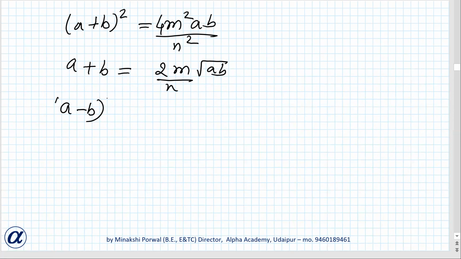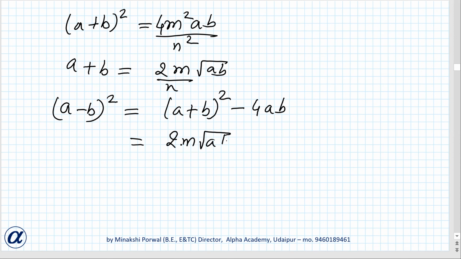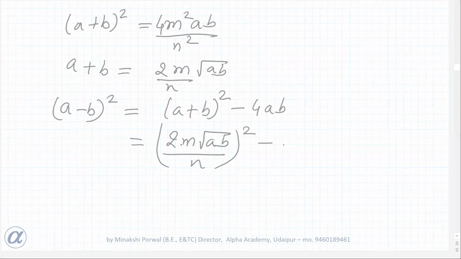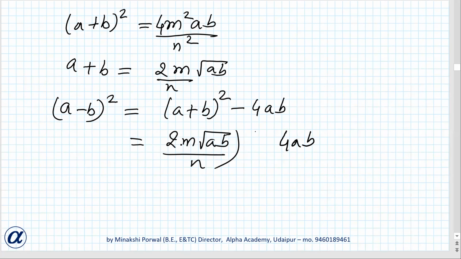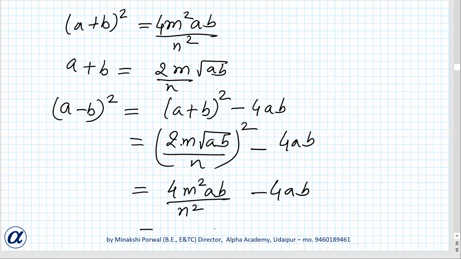A minus B the whole square, in terms of A plus B the whole square, is (A minus B) the whole square equals to (A plus B) the whole square minus 4AB. So we will substitute the value of A plus B here: (2M under root AB upon N) the whole square minus 4AB. So this will be 4M square AB upon N square minus 4AB. So this will be (4M square AB minus 4ABN square) upon N square. This is (A minus B) the whole square.